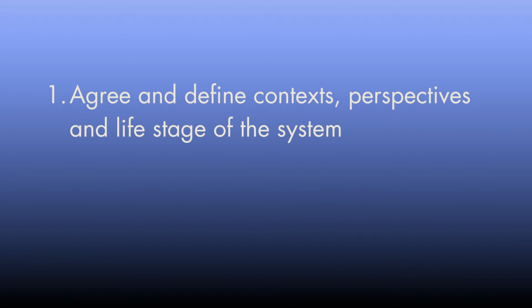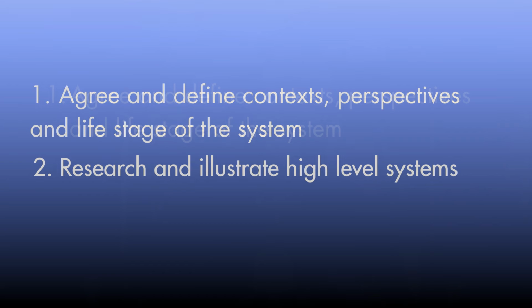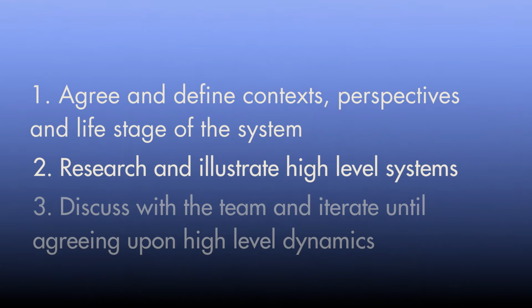To understand any socio-technical system on a high level, I usually use the following 3 steps. First, agree and define context, perspectives, and life stages of the system. Then, research and illustrate high-level systems and their possible interactions. And lastly, discuss with the team and iterate until agreeing on high-level dynamics.